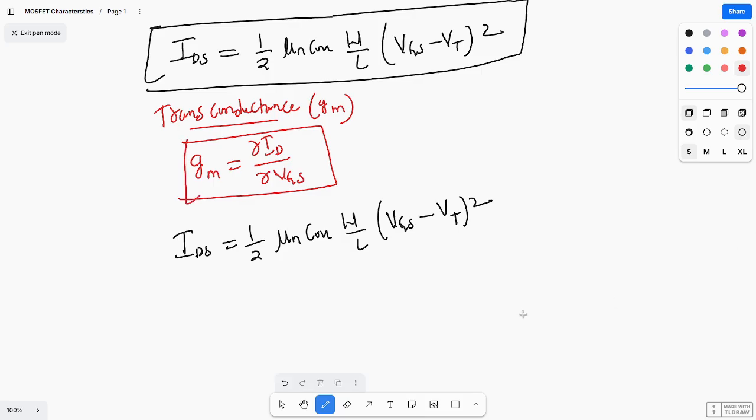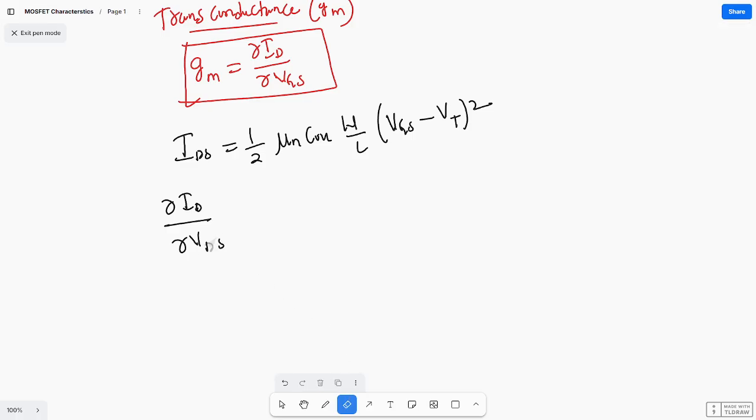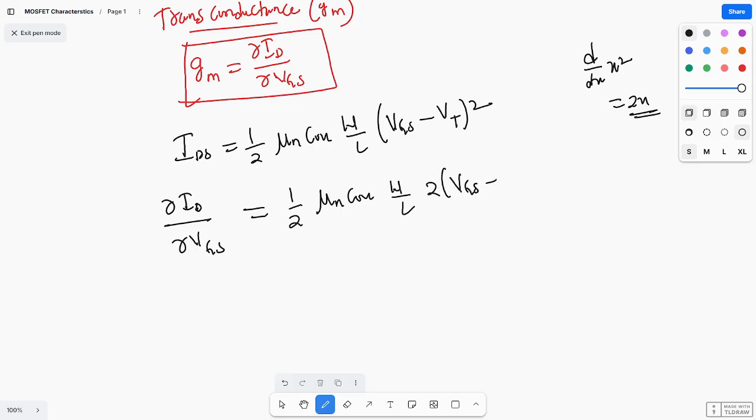So (VGS minus VT) whole square is there, no? I am partially differentiating this with respect to VGS, ∂ID by ∂VGS. So you are getting 1 by 2, and d by dx of x square is 2x. So here you get mu n COX W by L into 2 into (VGS minus VT), and this 2 gets cancelled.